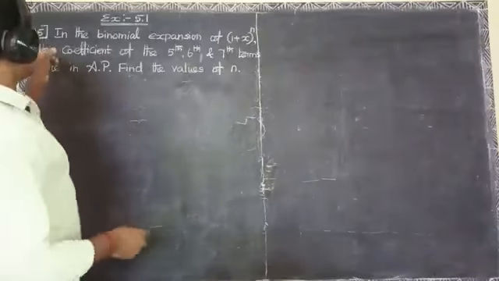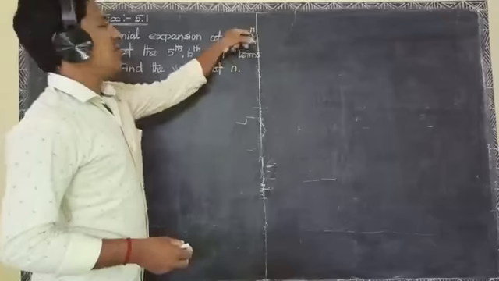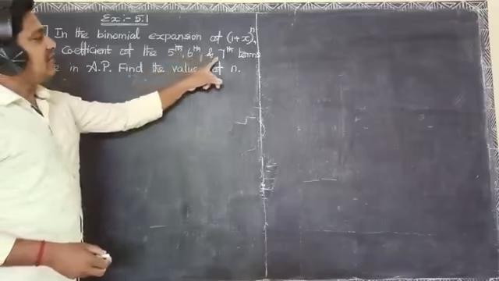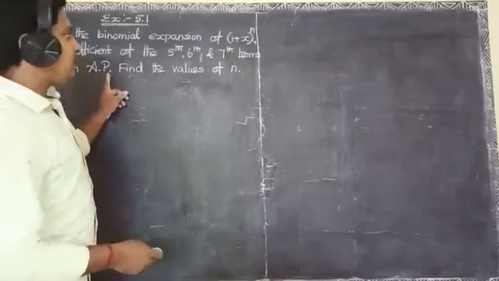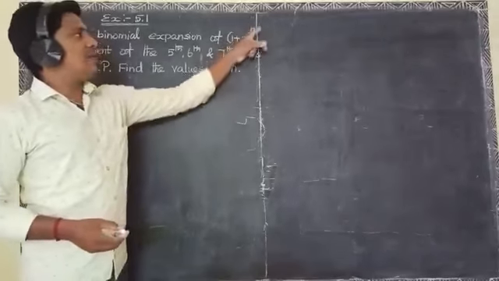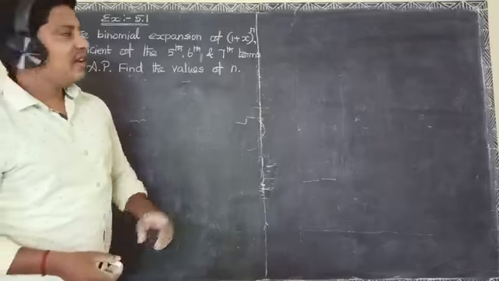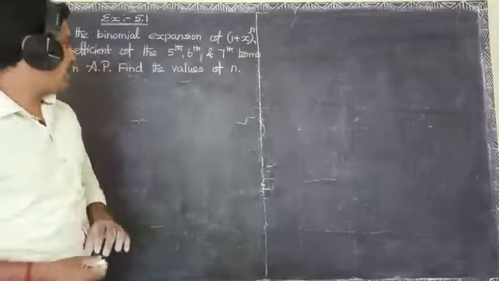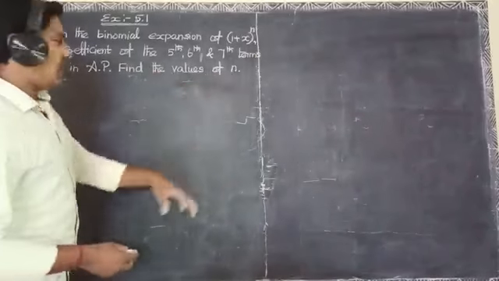Exercise 5.1, question number 15. In the binomial expansion of (1 + x)^n, the coefficients of the 5th, 6th and 7th terms are in AP. Here the given binomial expression is (1 + x)^n. The condition is that the coefficients of the 5th, 6th and 7th terms are in AP. Then find the value of n.